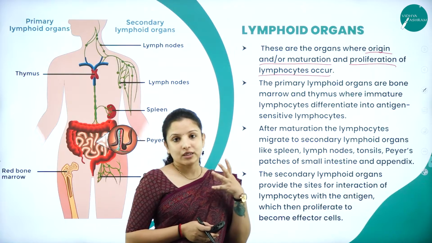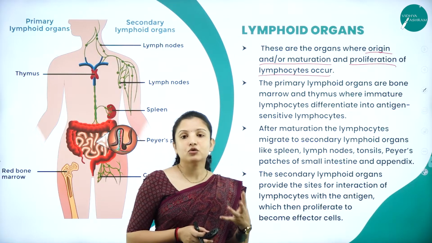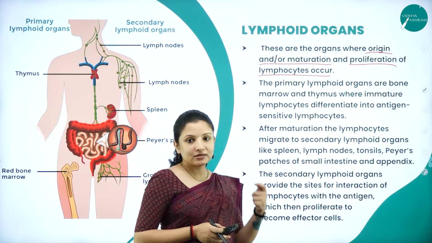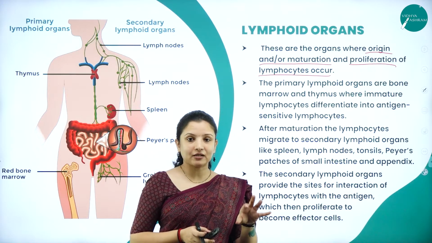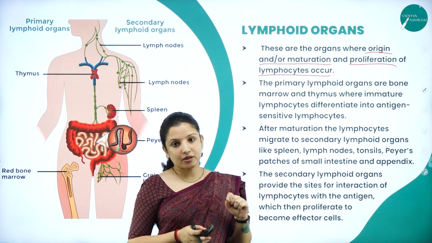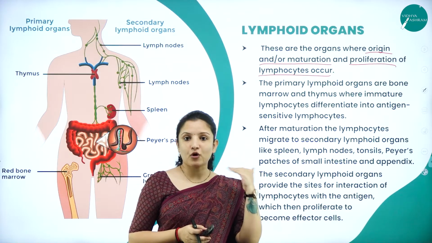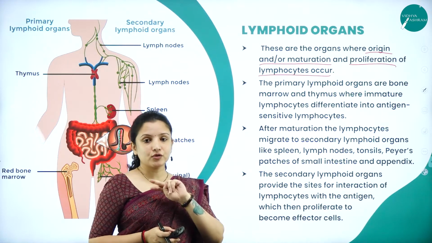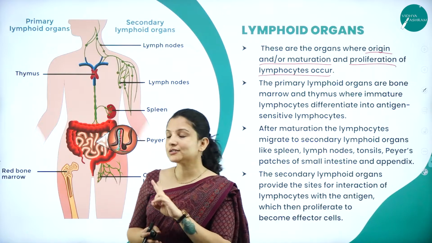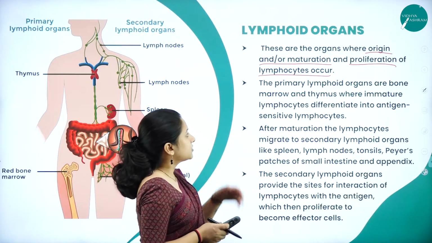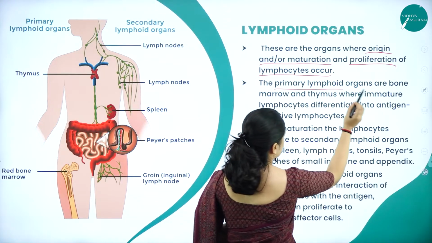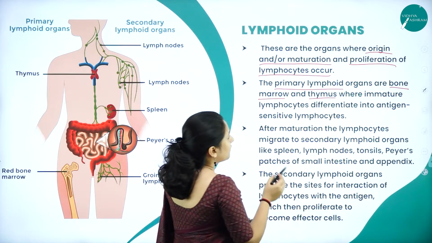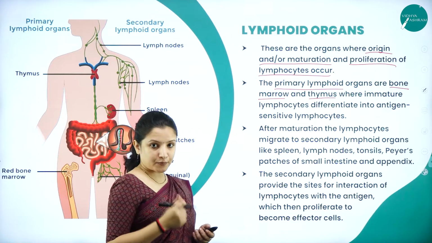Throughout the body there are lymph nodes. Those lymph nodes produce the lymphocytes, and these lymphocytes originate in that particular region, mature in that region, and increase in number, or proliferate, in that region. That is how it is divided into two types: primary lymphoid organs and secondary lymphoid organs. The primary lymphoid organs consist of the bone marrow and the thymus, where immature lymphocytes are produced.